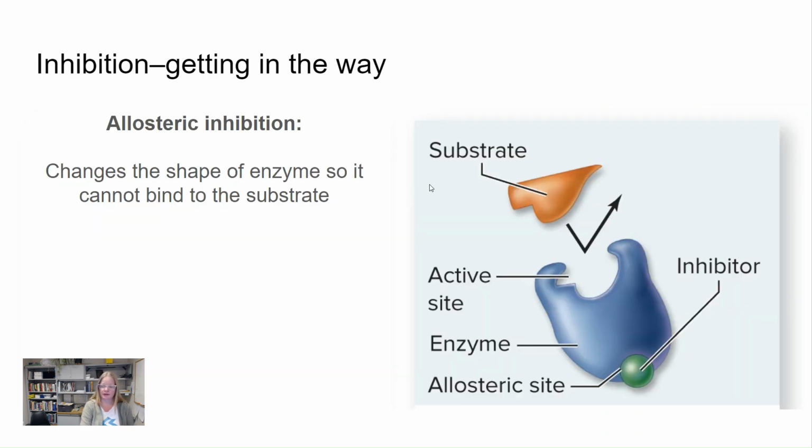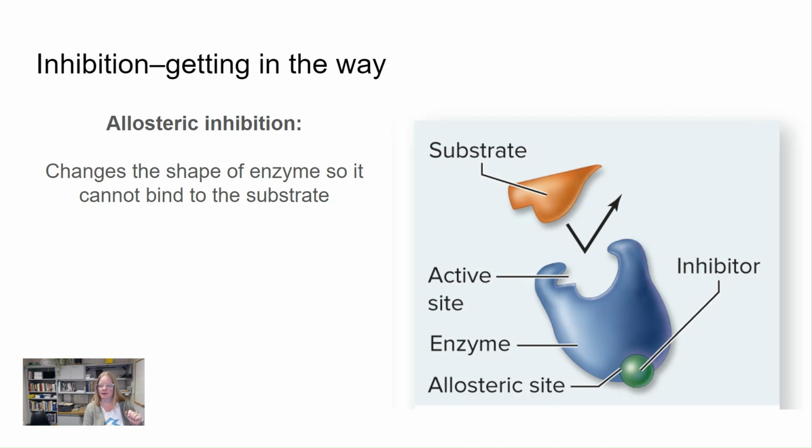In allosteric inhibition, the inhibitor binds to a site other than the active site. This is called the allosteric site, which literally means the other place. The allosteric inhibitor causes the enzyme to change shape, and so the active site will no longer fit the substrate.